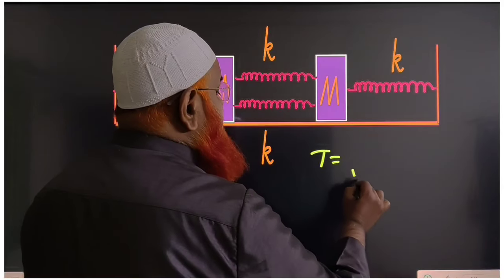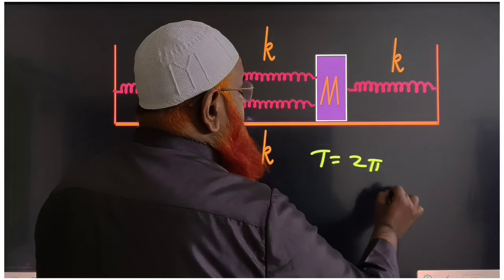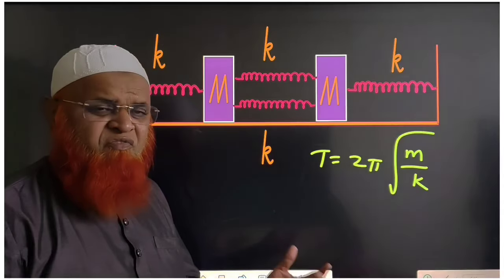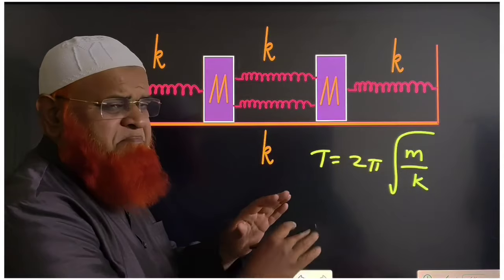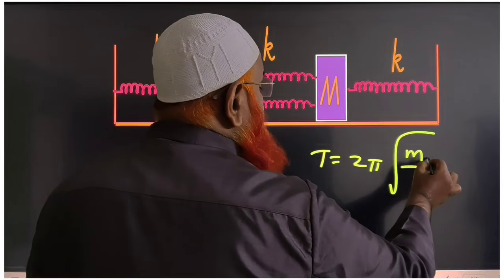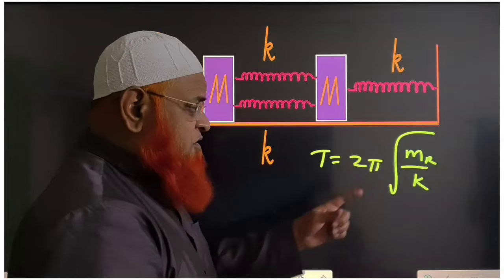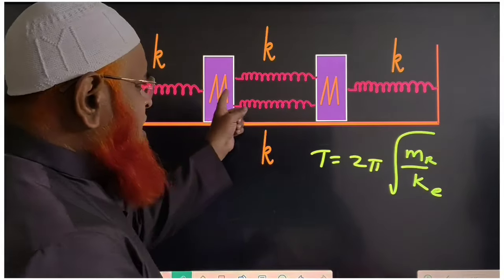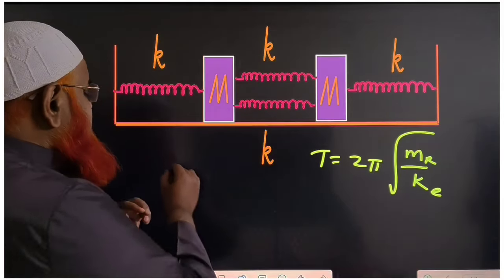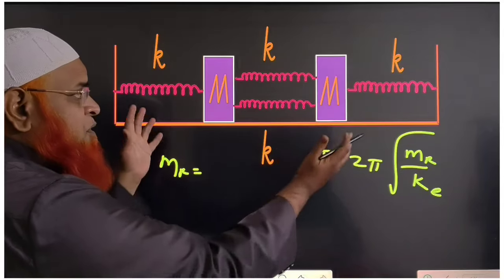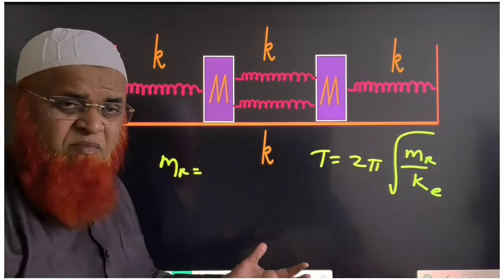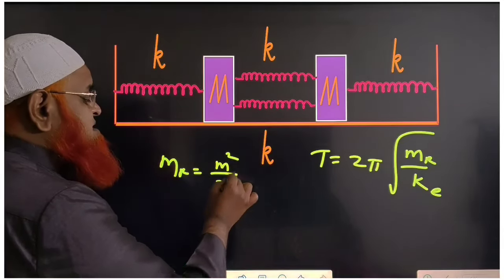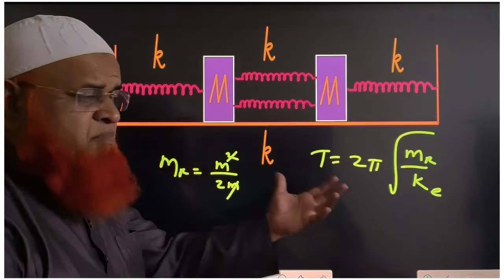You all know time period is nothing but 2 pi root of m by k. This is a general formula for any single spring. The simple thing you have to do is, instead of m you write reduced mass, and instead of k you write effective spring constant. That's it. So what is the meaning of reduced mass? Reduced mass is nothing but the product of the masses divided by the sum of the masses. So reduced mass is m by 2.